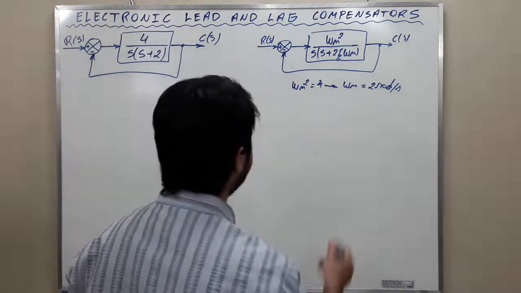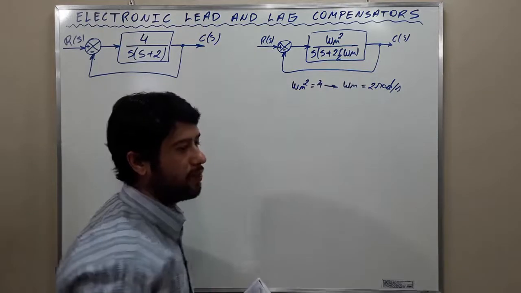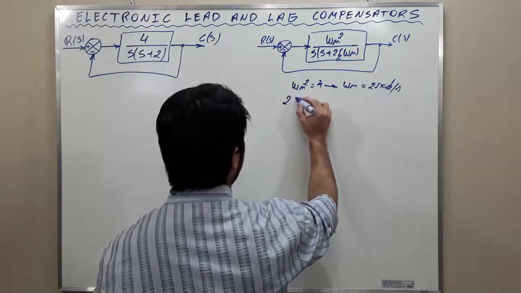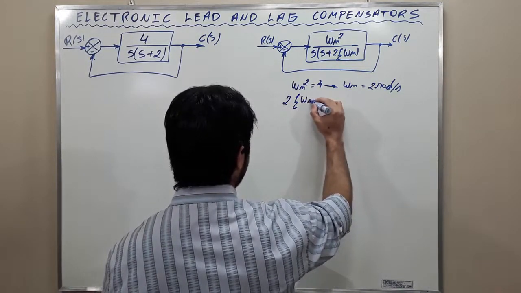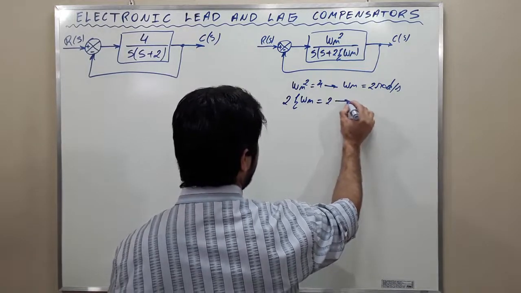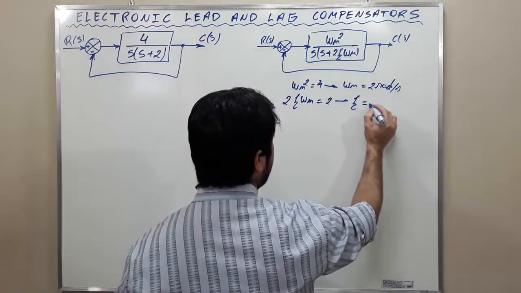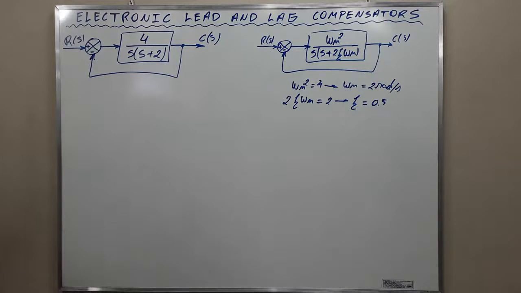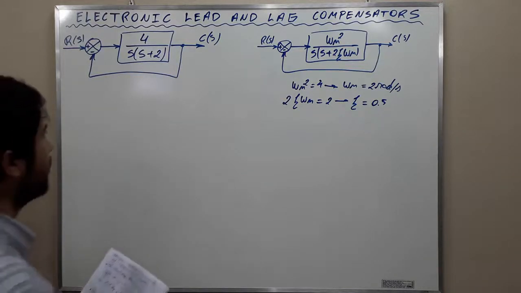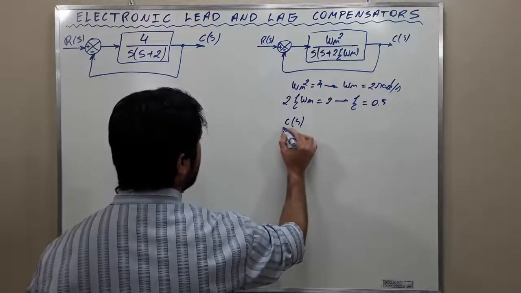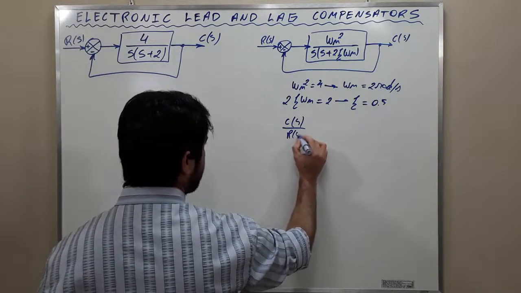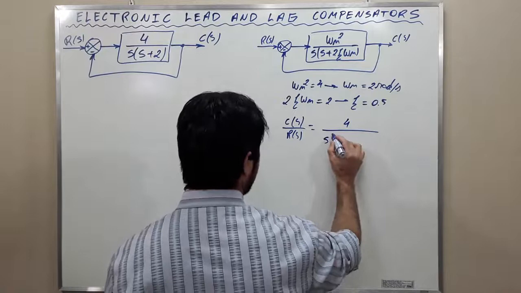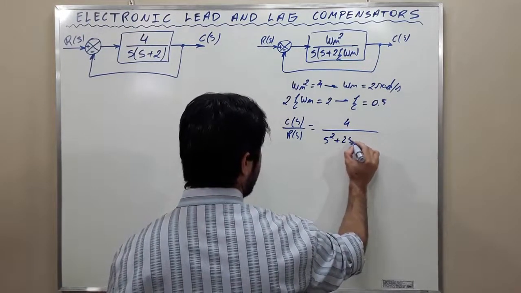Okay? Observe that 2 times zeta times Wn is equal to 2. Okay? 2 times zeta times Wn is equal to 2, which gives a value of 0.5 for zeta. Alright? The closed loop transfer function is C of S over R of S is equal to 4 over S squared plus 2 times S plus 4.